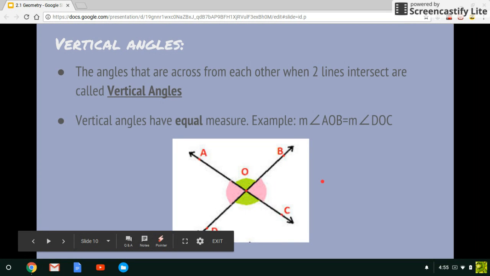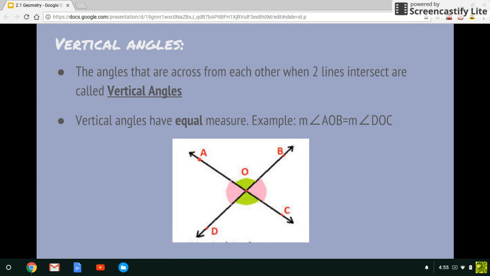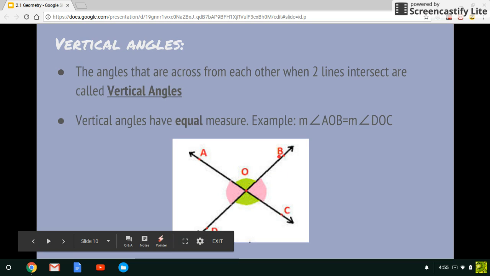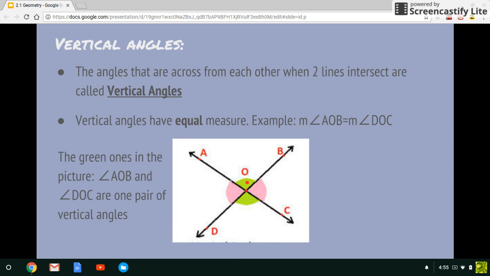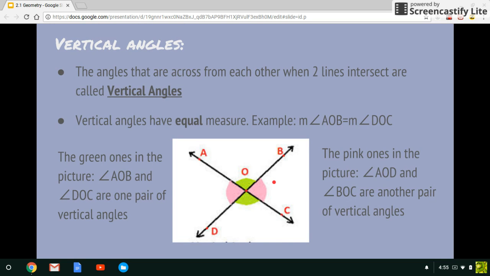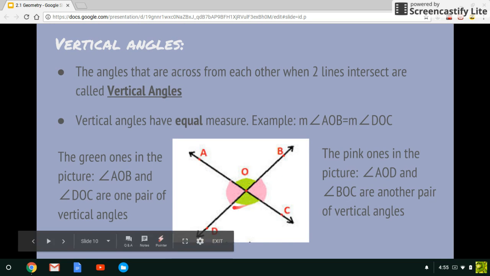Something that's special about vertical angles is that they have equal measure. In this picture, we've got angle AOB, the green one, and angle DOC, the other green one, and these two will have equal measure. So that's one pair of vertical angles. And then our other pair of vertical angles, angle AOD and angle BOC, the two pink ones, are another pair of vertical angles, and these two will also have the same measure.